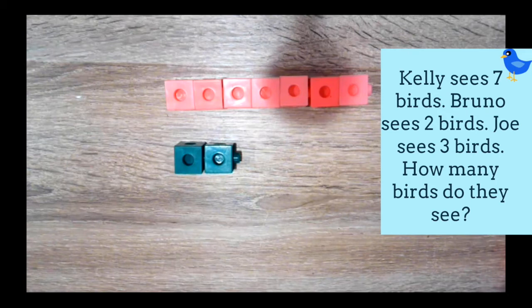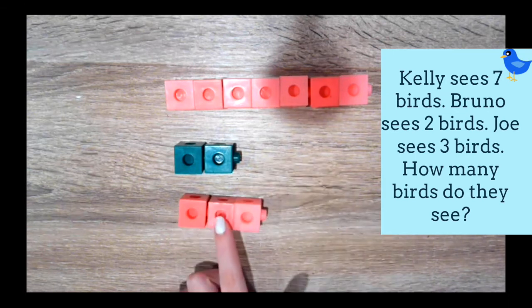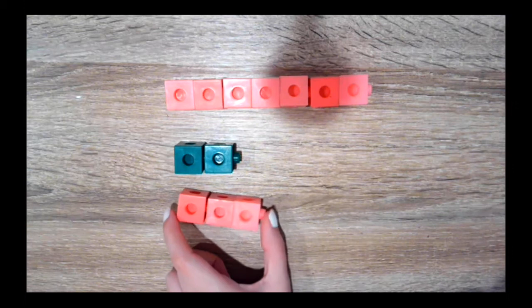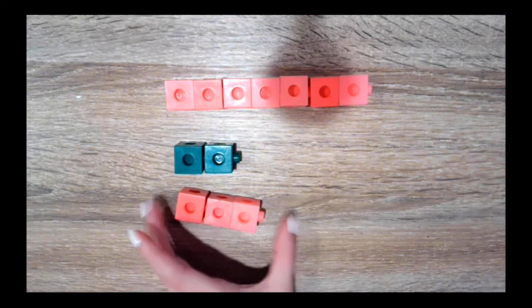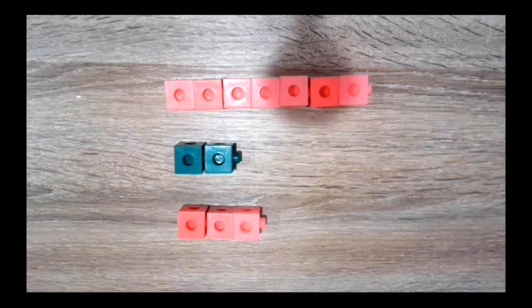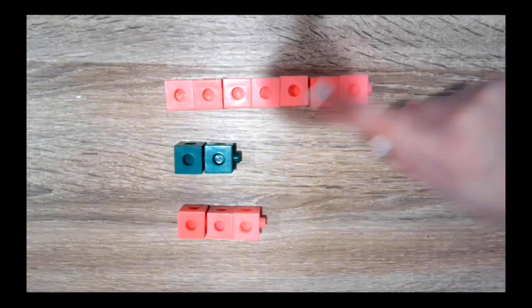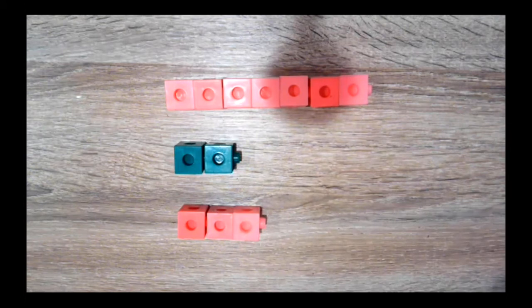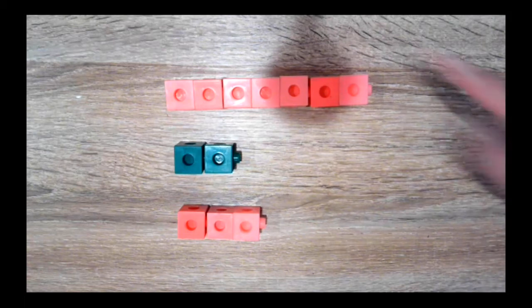The last part of our problem said that Joe sees 3 birds. Let's grab 3 linker cubes to show 3 birds. 1, 2, 3. How many parts are in this story? Let's count all of the parts. 1, 2, 3. There are 3 parts in this story. The question asked us, how many birds do they see? We are going to solve by adding all 3 of these parts.